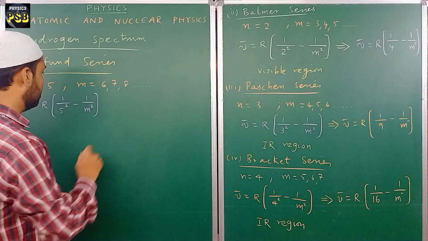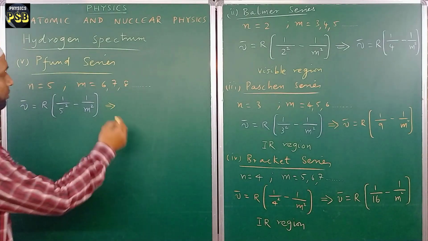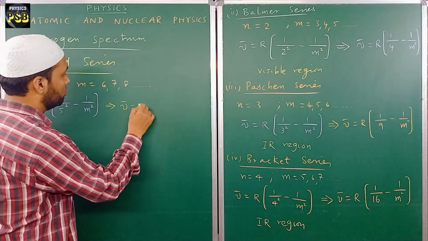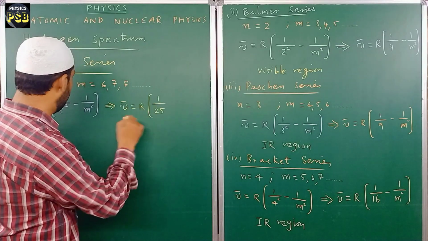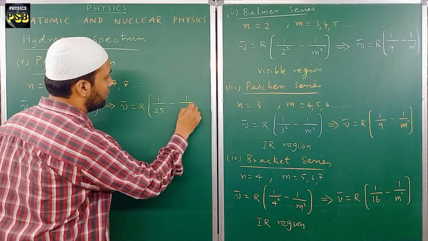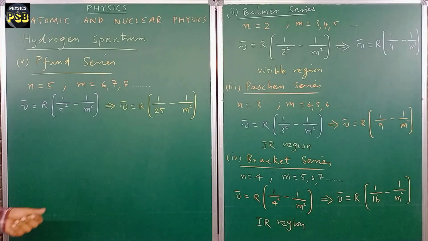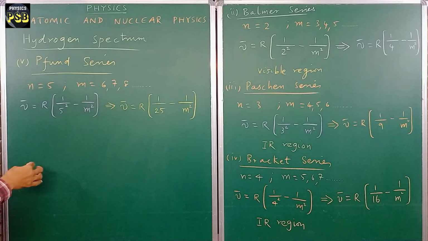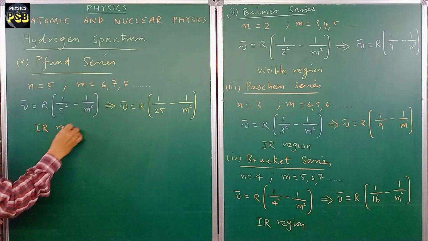Understand? And here, when we simplify this, we obtain the expression as nu bar equals R multiplied with 1 upon 25 minus 1 upon m square. This is the wave number. And here the Pfund series also falls under the infrared region. This spectral series also falls under the IR region, or infrared region.